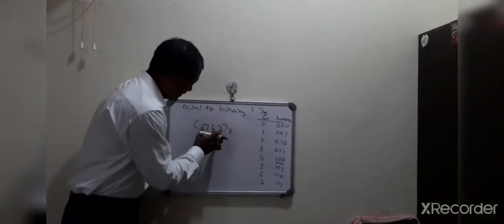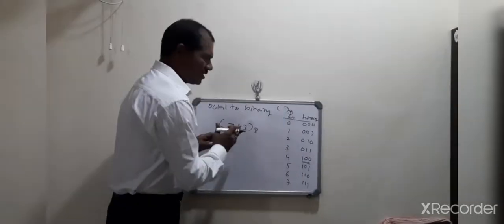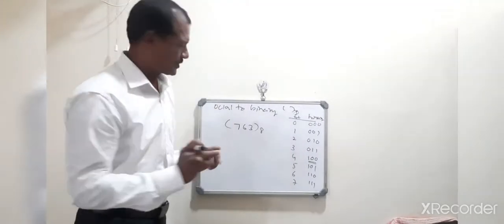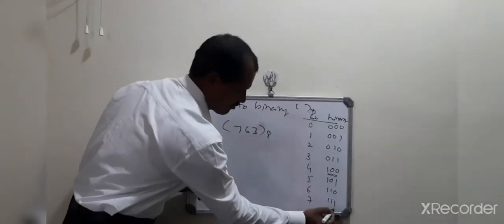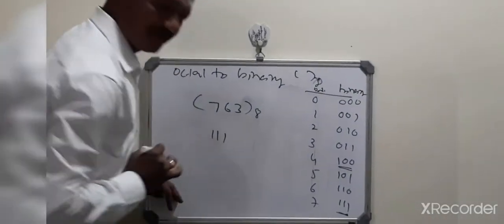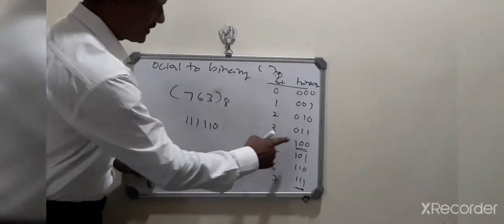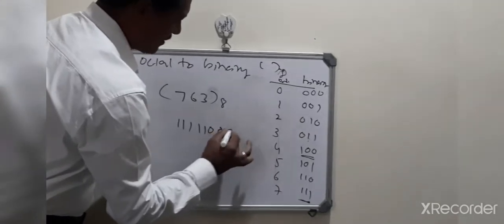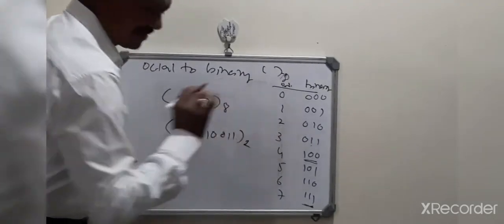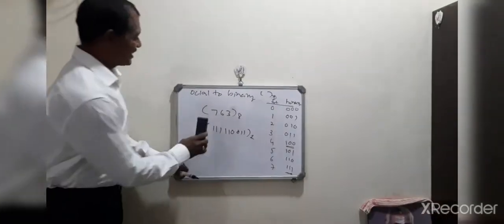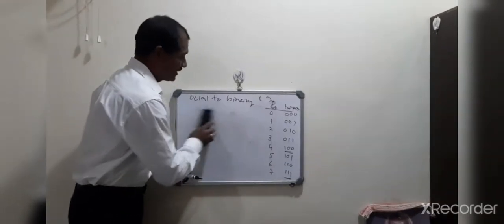Here there are 3 digits, but you can take 3 digits, 4 digits, or any number of digits. For 7, the equivalent binary number is 111. For 6, it is 110. For 3, it is 011. So that is the binary number. Like that, you can take any octal number with any number of digits.